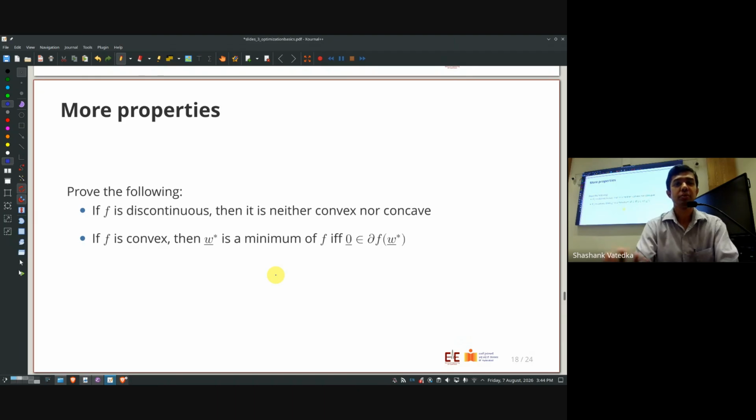Yes, as you said, it could be flat, right? A function that looks, say, like this. This is a convex function, and there are infinitely many points which are points of minimum. The minimum value is unique, but the point of minimum is not unique.